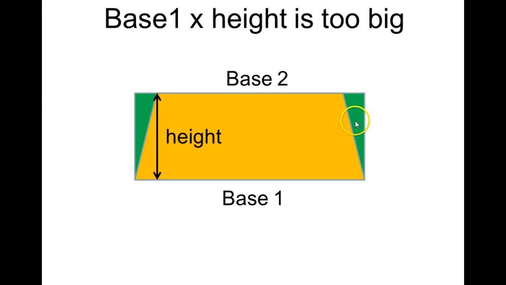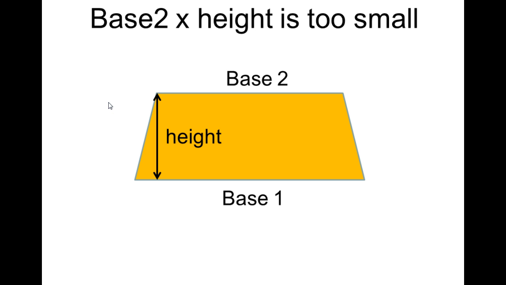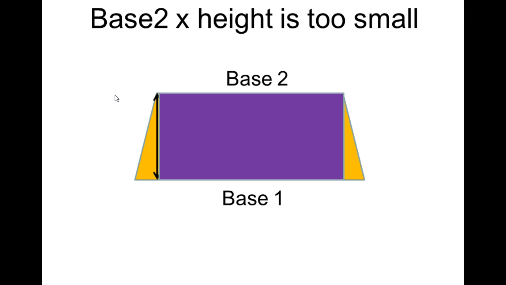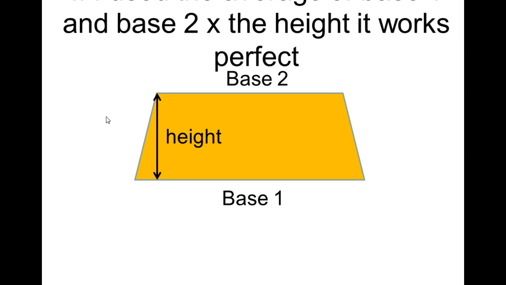So I'd have these little green triangles on each side that would not be part of the actual area of the trapezoid. If instead of taking the bottom base, I took the top base, base 2, times the height, I would only end up with that purple area, which would mean I would have this orange triangle on each side that was not counted. So what I really need is somewhere in the middle, an average of base 1 and base 2. That way this little extra orange could fit in that yellow spot where it should be.